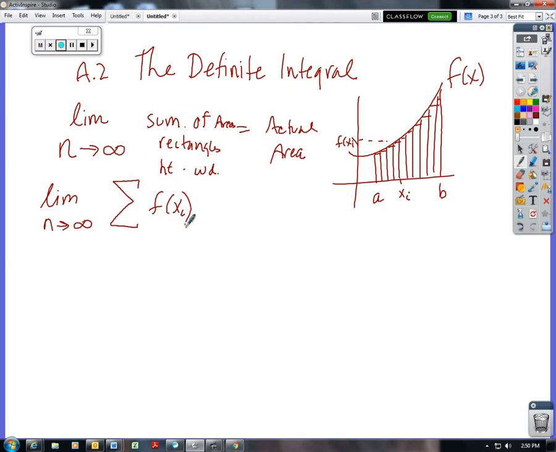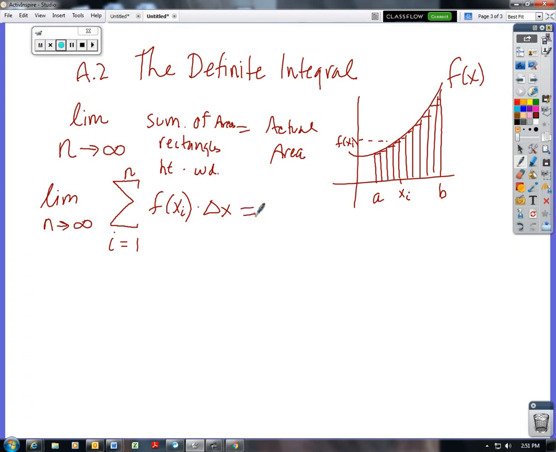So x sub i would be like the x-coordinate of a given rectangle. And then when you plug that into the function, you get the height of that particular rectangle. And then I'm going to multiply that. That's the height, and the width we're going to call delta x. And with sigma notation, i is my variable, so I will start at 1, from 1 to n. Okay, so that's the mathematical way of writing the limit of the sum of the rectangles.